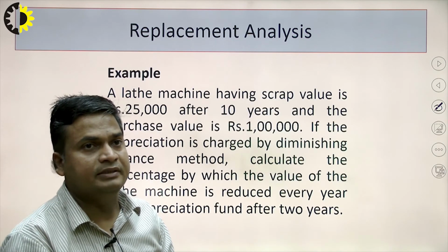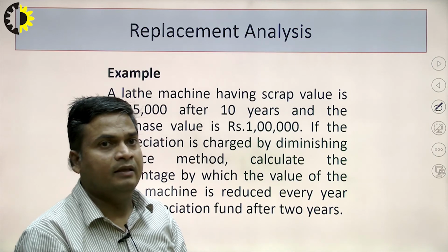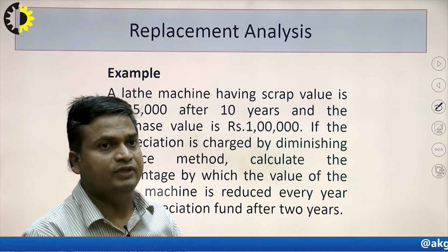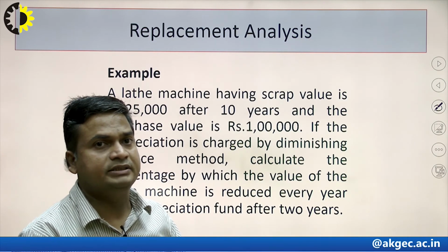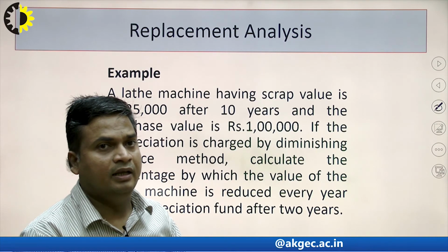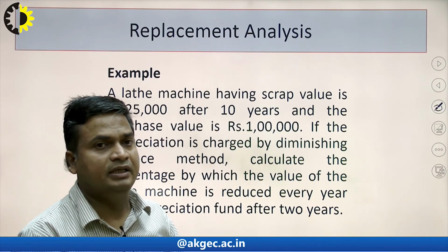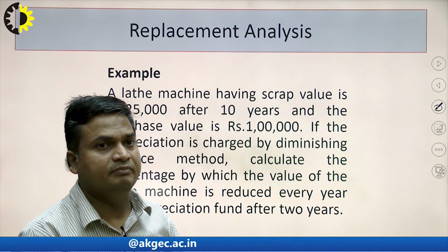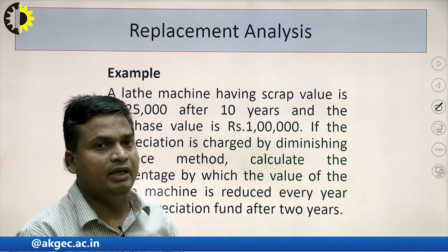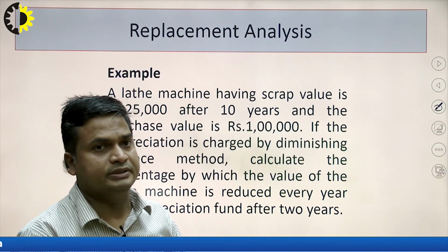Now, we can see this with an example. A lathe machine has a scrap value of rupees 25,000 after 10 years, and the purchase value is rupees 1 lakh. If the depreciation is charged by the diminishing balance method, calculate the percentage by which the value of the lathe machine is reduced every year and the depreciation fund after 2 years.